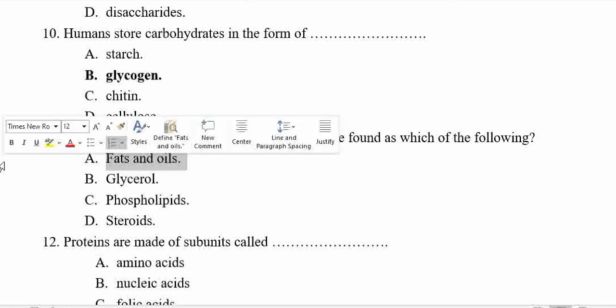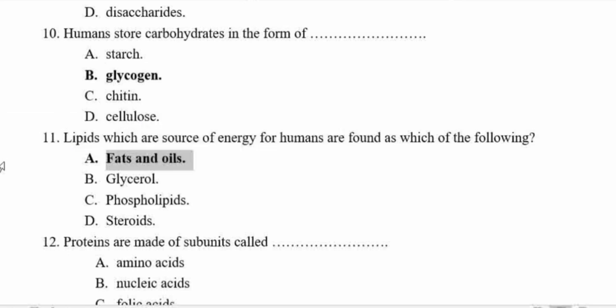We can say that option A is correct. Okay, we find the lipids as fats and oils. Fat differs or looks different from oil at normal room temperature. Fats are solid at room temperature, whilst oils are liquid at normal room temperature.